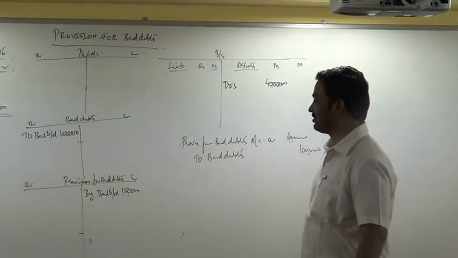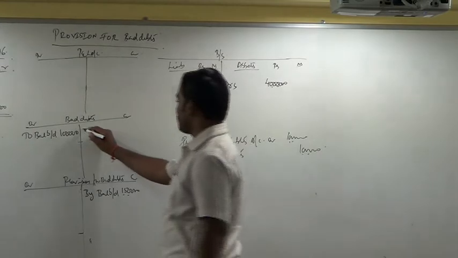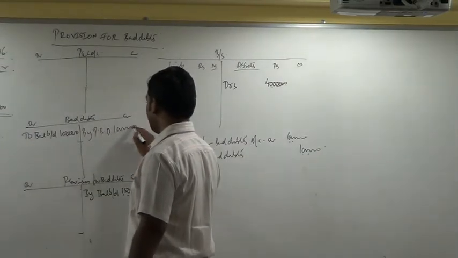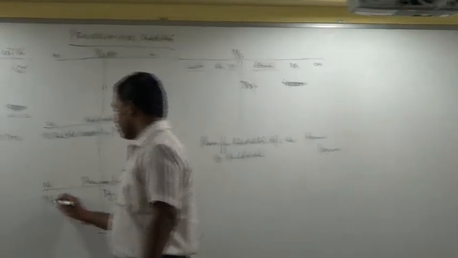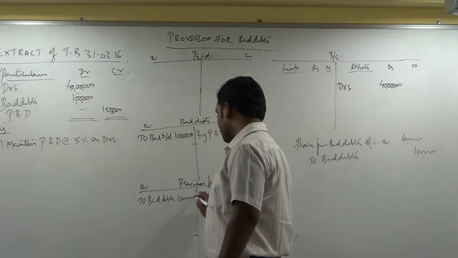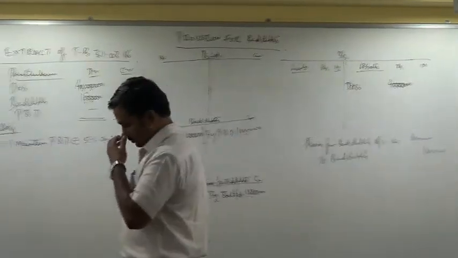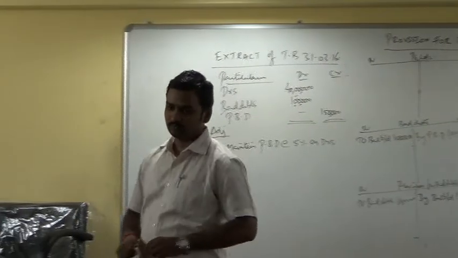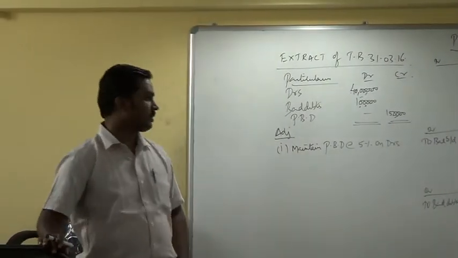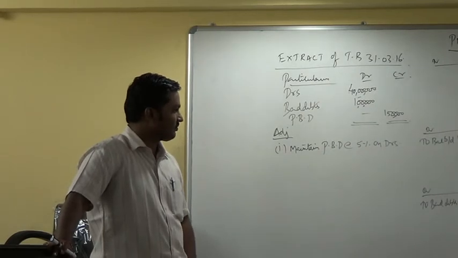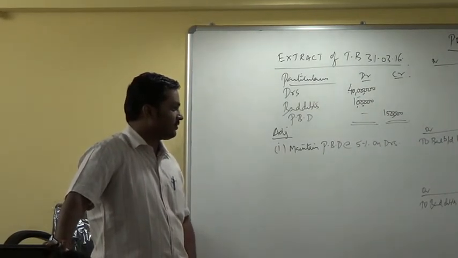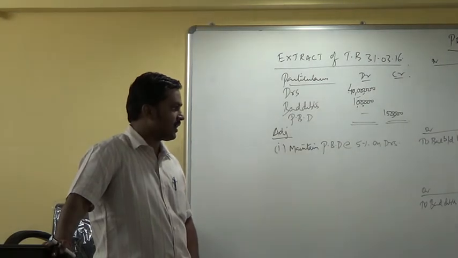So now how will you close this account? Give a posting by provision for bad debts 1 lakh. In the provision for bad debts account you write to bad debts 1 lakh.